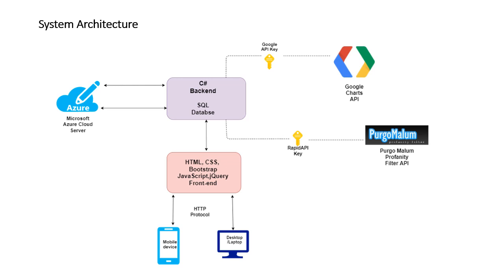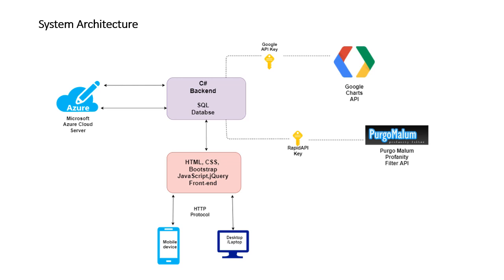Now, let us talk about the APIs. We have used two different APIs, that is Google API key and Rapid API key. As we have COVID analysis and we are dealing with the COVID data, we are using Google API to generate the graph from the open source data.